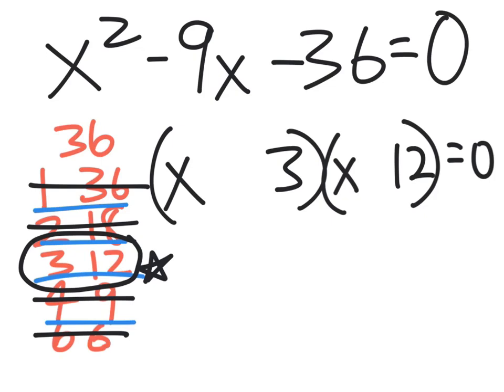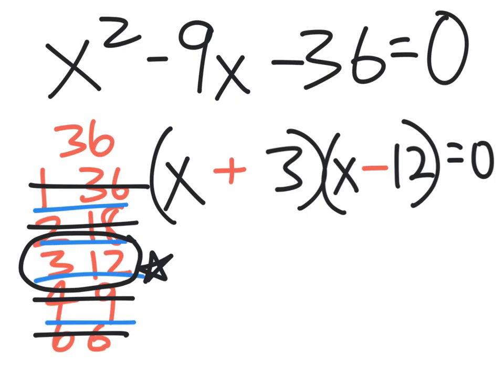And now we need to say, all right, this is a negative number, right? -36 is negative, so one's got to be positive, one's got to be negative. Which is which? Well, if this is -9, I know that it's going to be x minus 12 and x plus 3, because when we FOIL this, that's going to give us -9x. We're not done yet, though. We're almost done. We're almost there.